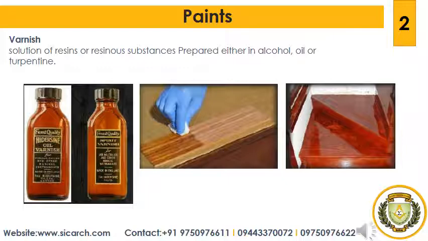The lac or shellac is obtained by exudation of some type of insects in India. The rosin is obtained from pine trees. Other resins are amber, mastic and gumdamar. Next we will see about dryers. The function of a dryer in varnish is to accelerate the process of drying. The common dryers used in varnishes are litharge, white copper and lead acetate.